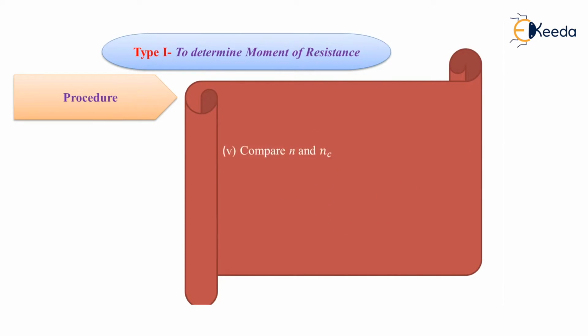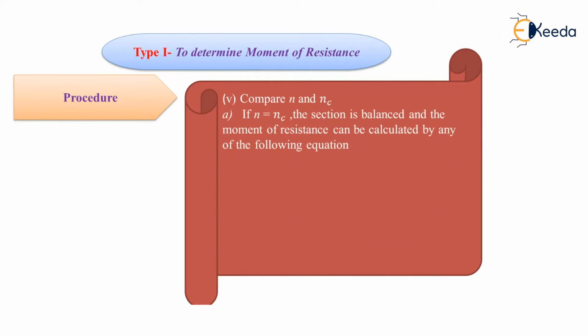Then our next step will be comparing n and NC, that is comparing the actual neutral axis and the critical neutral axis. Why? To find out the type of section. If we get n equal to NC, that means it is a balanced section, and the moment of resistance can be calculated by either of the formulas given here: MR = 1/2 sigma CBC b NC (d - n/3), or we can also find the moment of resistance from the formula sigma ST AST (d - n/3).